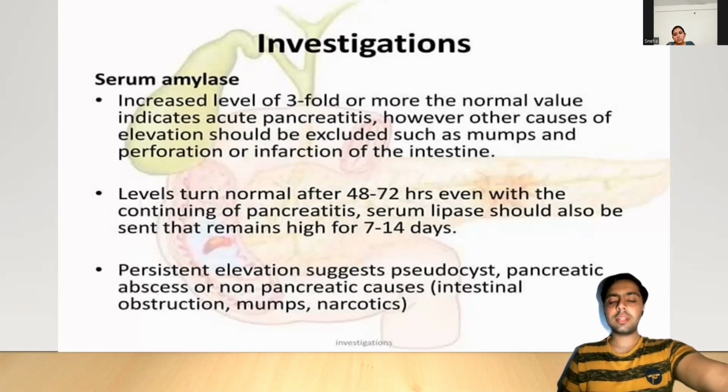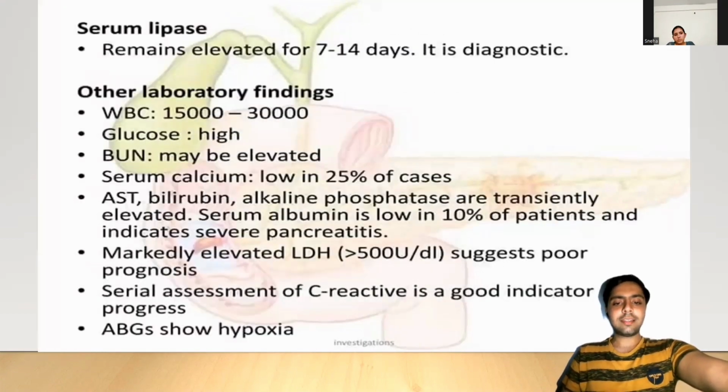We have the local complications: pseudocyst, abscess, or non-pancreatic causes can also be there, like obstruction, mumps, and narcotics. In that case, that's chronic pancreatitis. That's a different topic altogether. So lipase is the diagnostic marker, 7 to 14 days. Other findings are not that diagnostic, but you can find them.